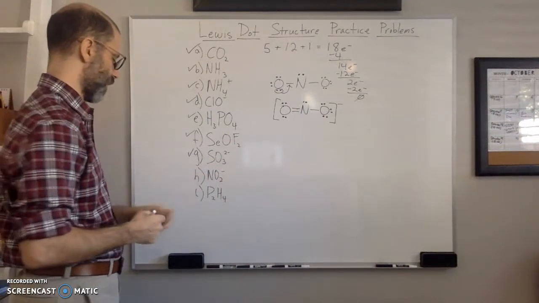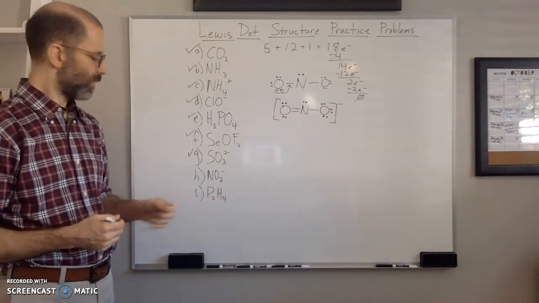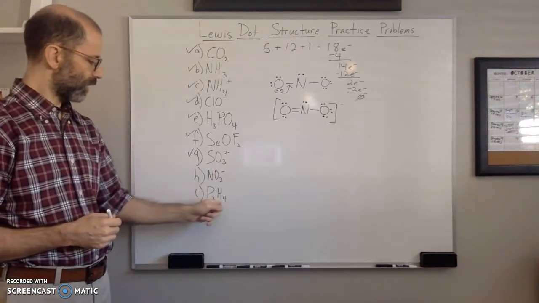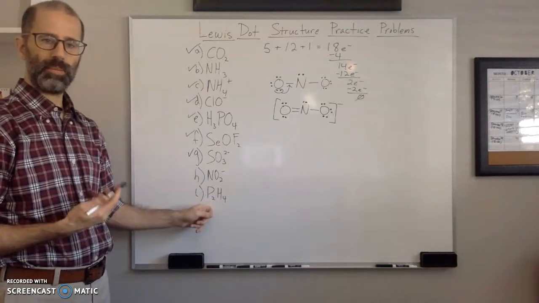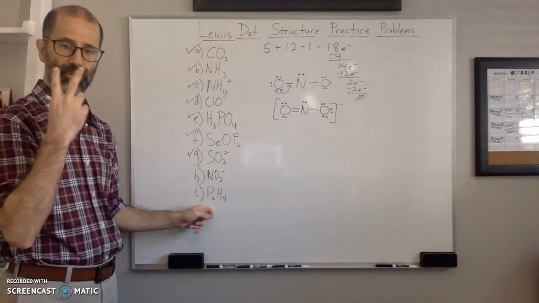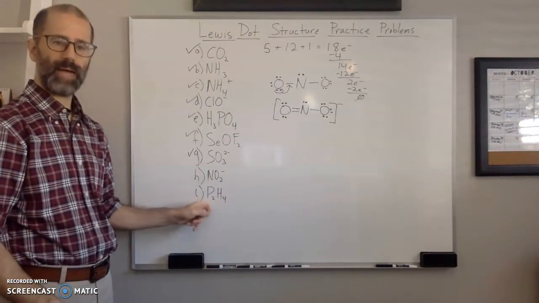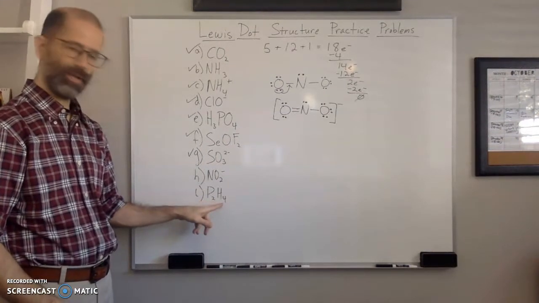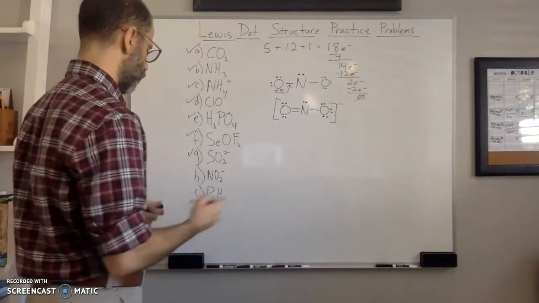And finally, we have P2H4. Now this one is a little bit trickier. We have 2 phosphorus and we have 4 hydrogen. So the 2 phosphorus are going to be our central atoms. So we have 2 central atoms. These phosphorus are going to be bonded to each other, and then the hydrogens are bonded to each of the phosphorus.